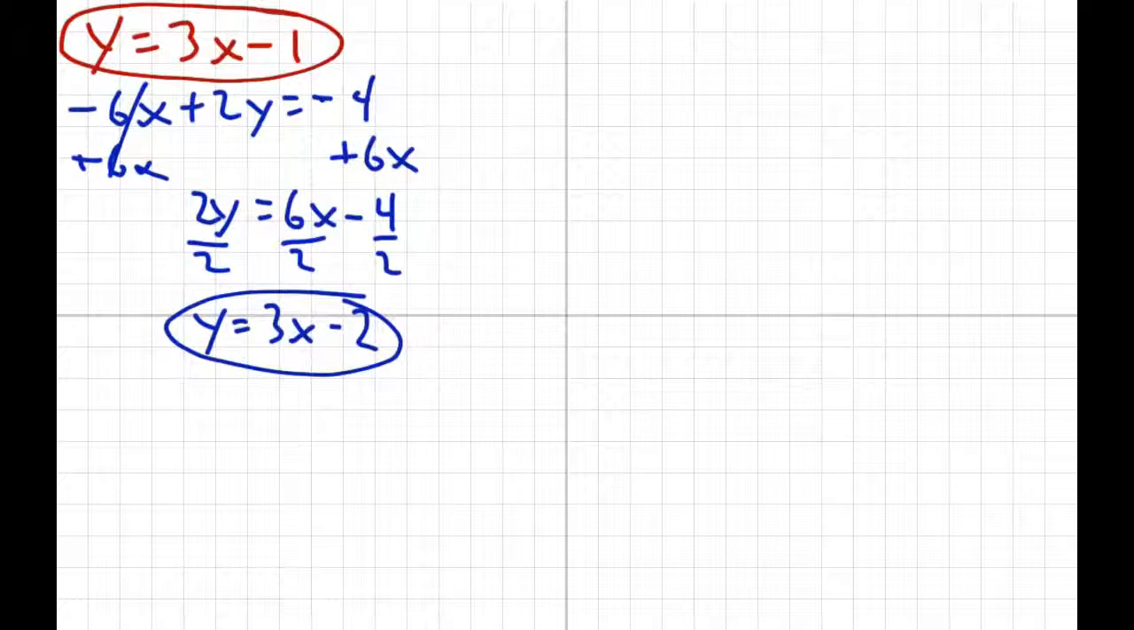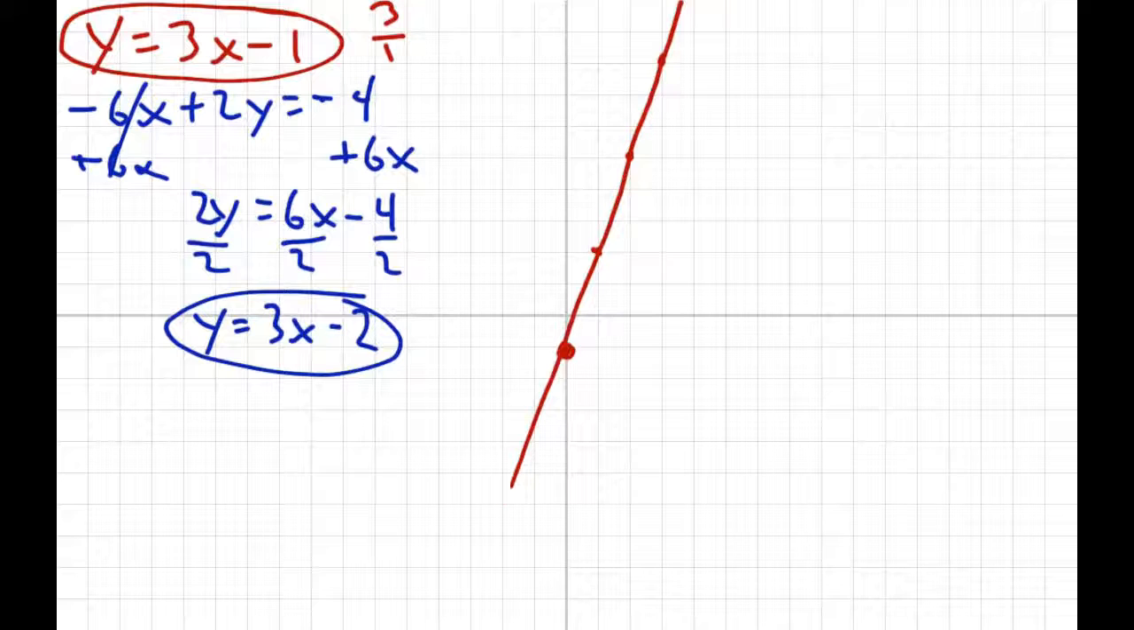So we'll start with y equals 3x minus 1. Our y-intercept is at negative 1. Our slope is 3, which is 3 over 1. So rise 3, run 1. Rise 3, run 1. Rise 3, run 1. Draw my line.